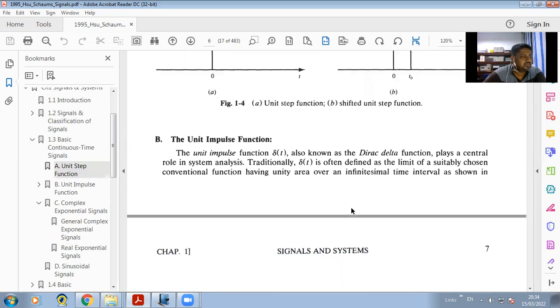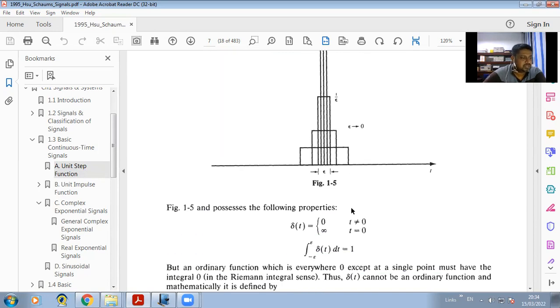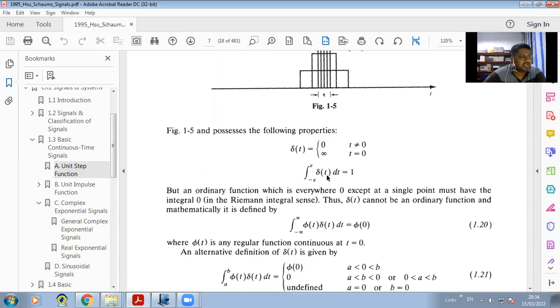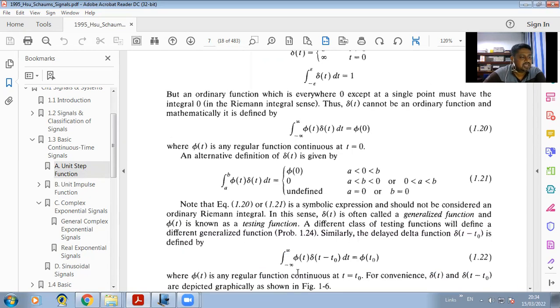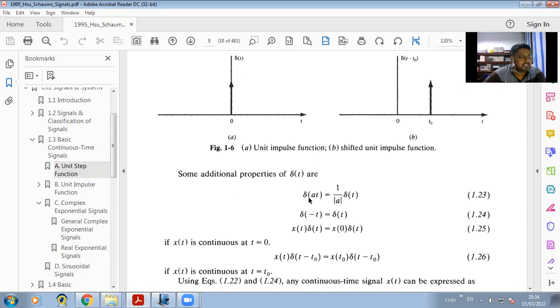The other thing is the unit impulse function. This is a mathematical function. Actually, this is not a real world function. Okay, so basically you have to remember these three definitions, and also these properties. It is just an impulse. And this is a shifted impulse. So these things you have to remember and understand.